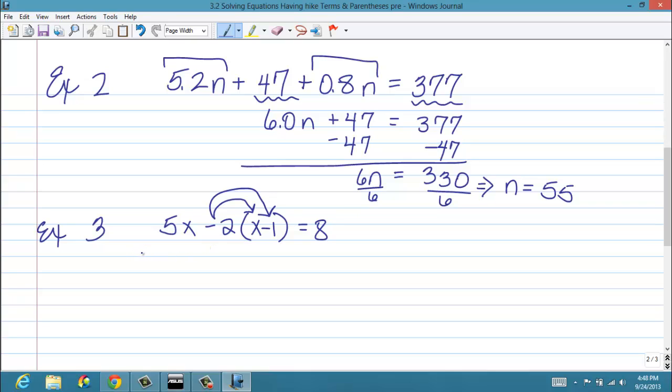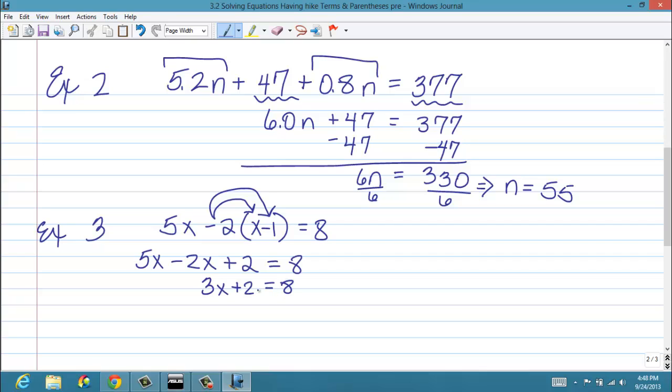So let's bring everything else down. So I have 5x minus 2x plus 2. Negative 2 times a negative 1 is a positive 2 equals 8. The next step is to combine like terms. I have an x term here, an x term here. 5x minus 2x would be 3x.